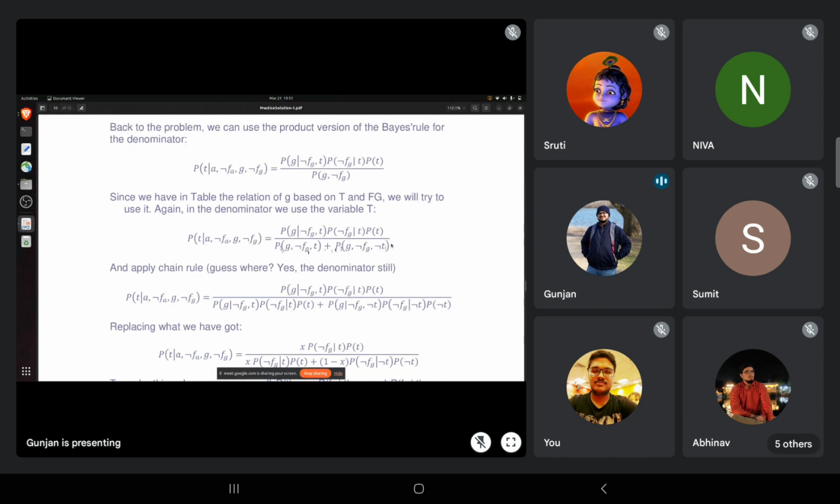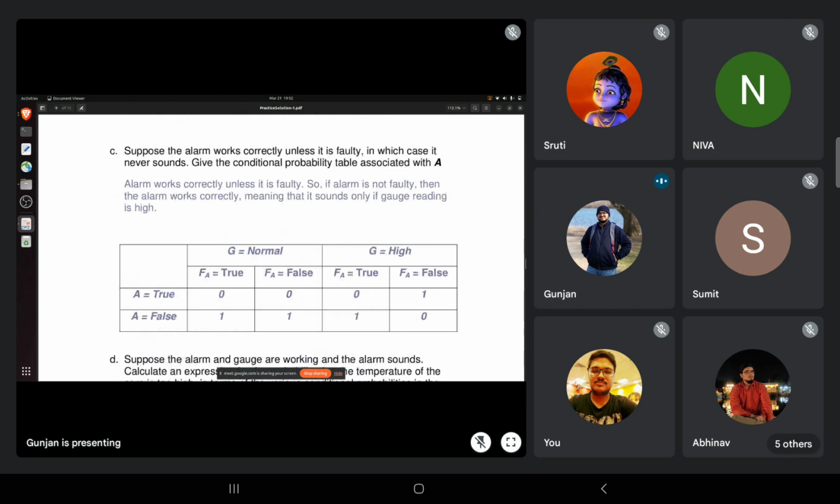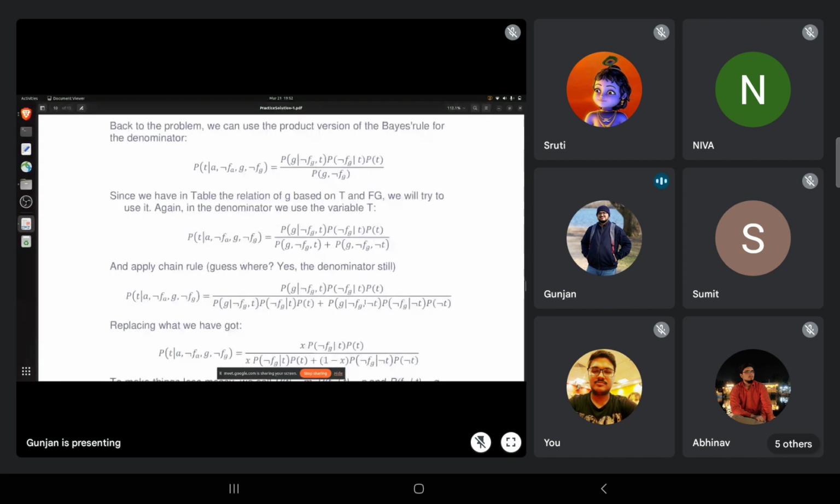And then we apply the Bayesian rule here. So G, comma not Fg, comma T, P of Fg, comma T, P of T, and so on. Now we know that P of G conditioned on not Fg, comma T is X. Because the gauge is not faulty and the temperature is high, the gauge will give you the correct reading, which is high. So that is X, that is what we calculated above. It is not Fg and T is high, so G will also be high and it will be X. So this value is X.